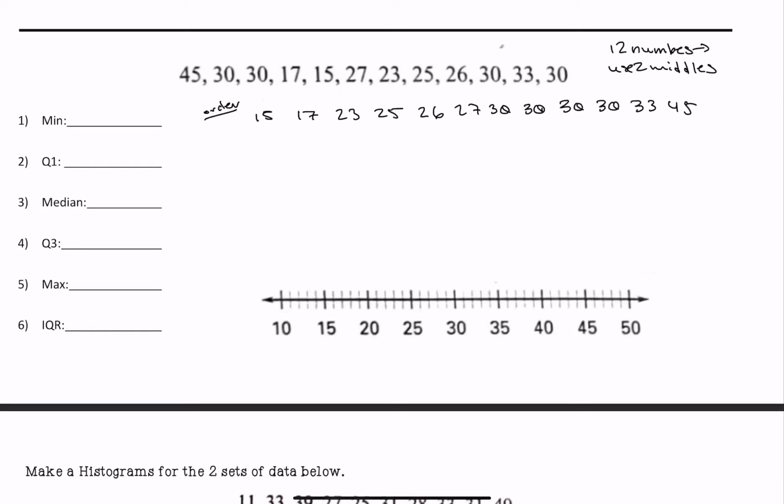There's 12 numbers, so we know we're going to use 2 middles. All right, so let's get this started. Our minimum here is 15. That's the smallest number. Our biggest number in this one is 45, so that's our max.